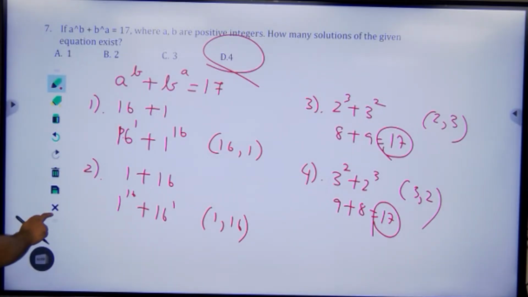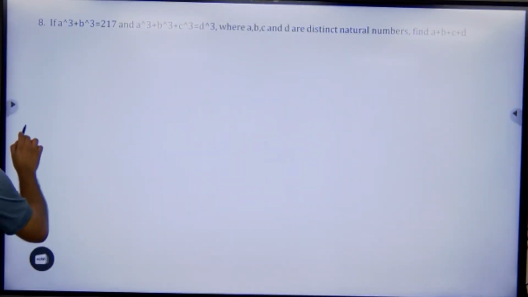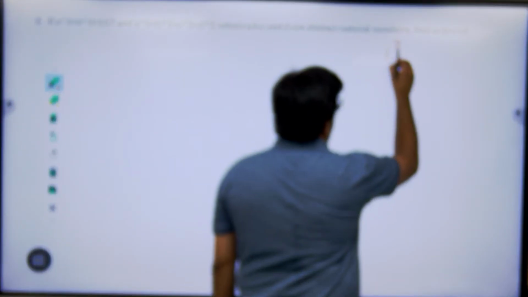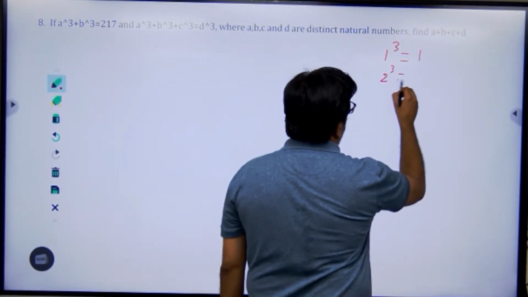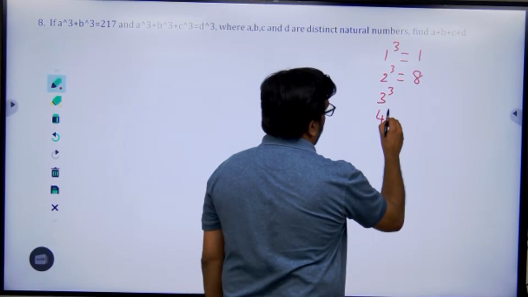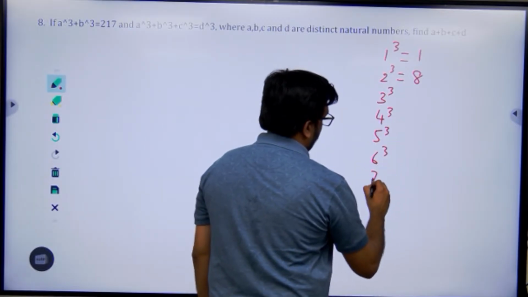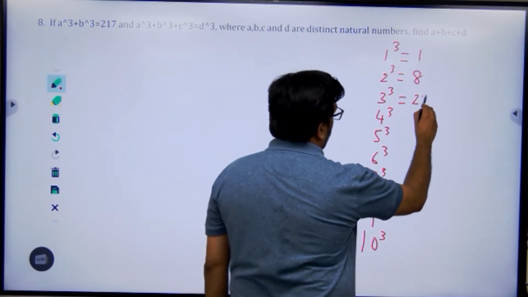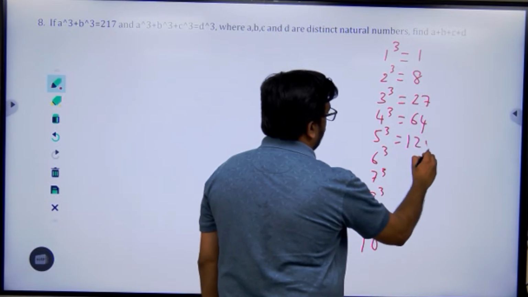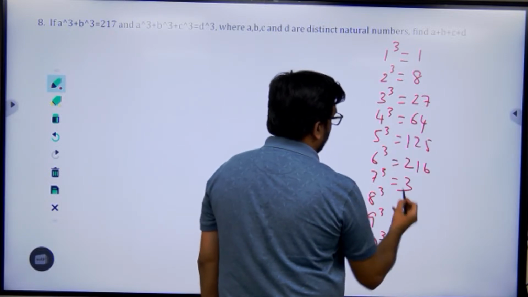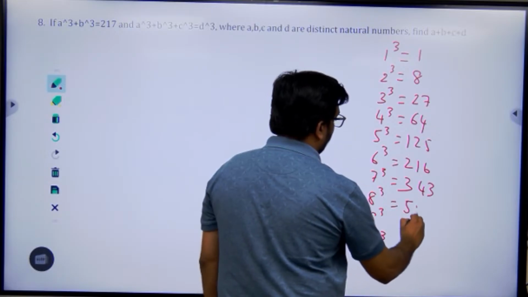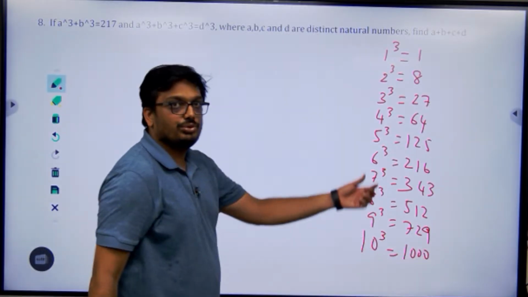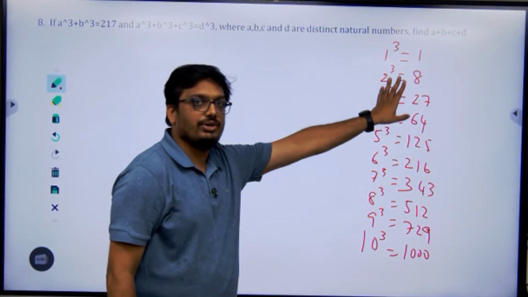And next question. For this one, you should know cube numbers properly. 1 cube 1, 2 cube 8, 3 cube 27, 4 cube 64, 5 cube 125, 6 cube 216, 7 cube 343, 8 cube 512, 9 cube 729, 10 cube 1000. You should learn square numbers from 1 to 25, cube numbers from 1 to 15.